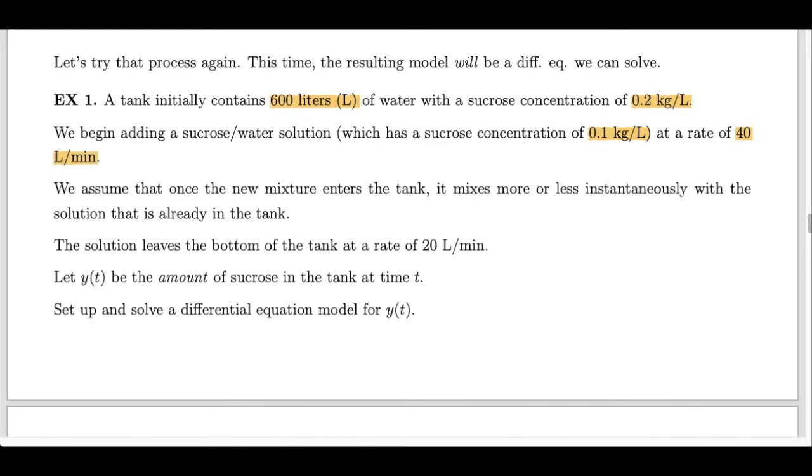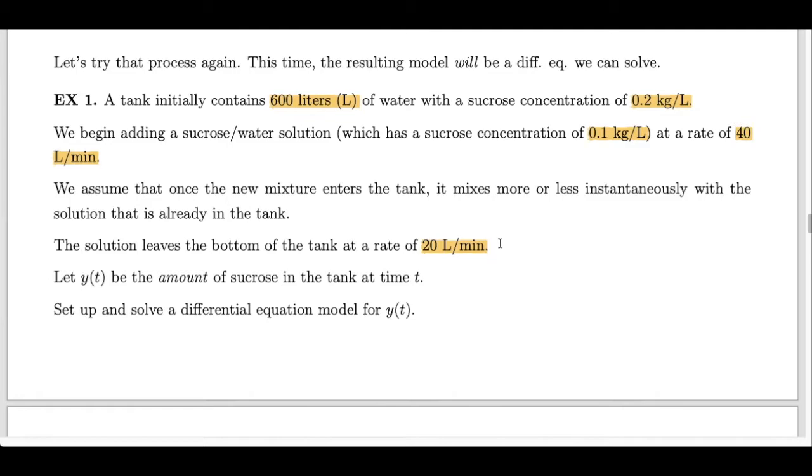The next sentence is a little unrealistic, but we're going to assume that as soon as that solution enters the tank, it immediately becomes dissolved with the solution that's already in the tank. And then we're told that the resulting solution leaves through a spout in the bottom at 20 liters per minute. So if we just compare that, we could tell that the amount of liquid in the tank must be increasing because we're adding liquid at a rate of 40 liters per minute, and liquid is leaving at a rate of only 20 liters per minute. So the amount of liquid in the tank is increasing.